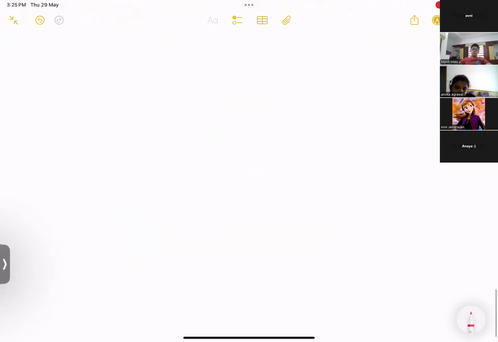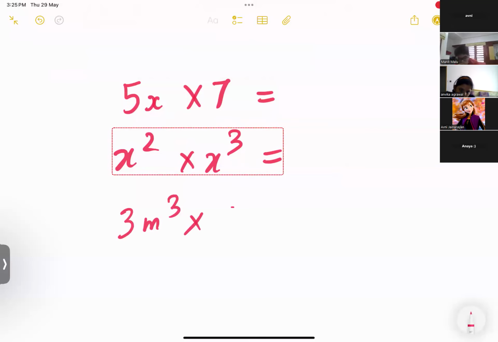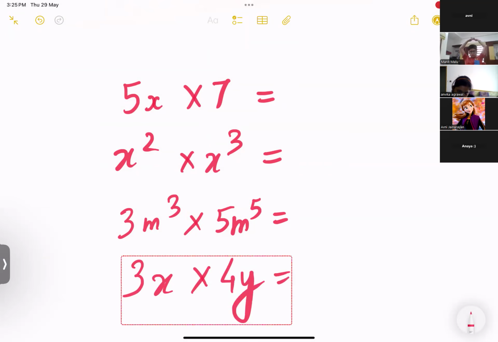Now let us do something else today, because we will always try to do these questions in every class. 5x times 7. X square times x cube. 3m cube times 5m to the power of 5. 3x into 4y. Everybody copy the question and give me the answer fast.